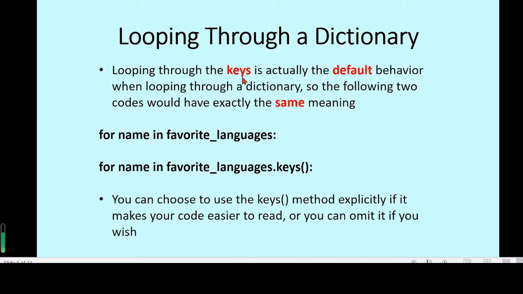Looping through the keys is actually the default behavior when looping through a dictionary. So the following two pieces of code would have exactly the same meaning. We can write for name in favorite_languages, and do not add any methods after this dictionary. Or we can write for name in favorite_languages.keys(). These two statements will get the same result. You can choose to use the keys method explicitly if it makes your code easier to read, or you can omit it if you wish.